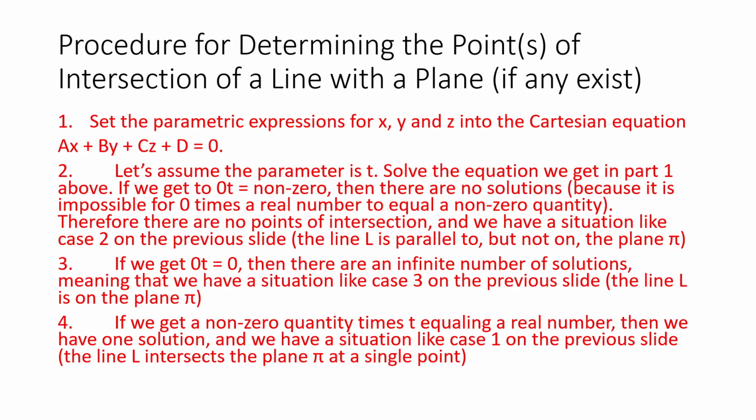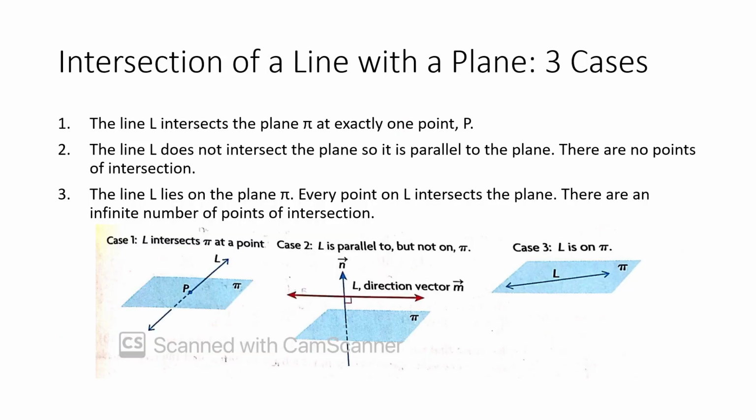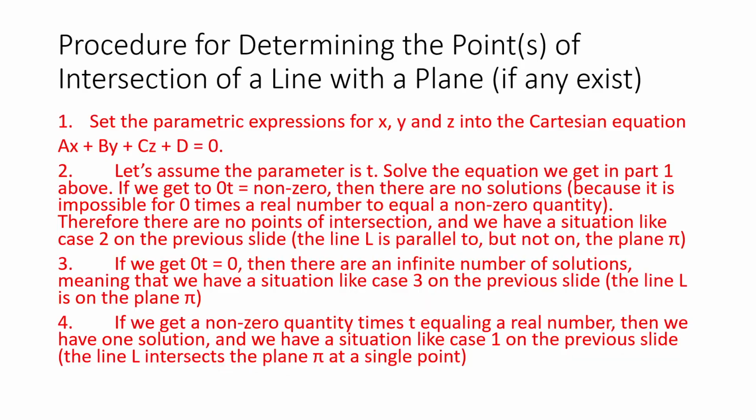And when we solve that linear equation, if we get 0t equals non-zero, we'll know that that's impossible because it's impossible for 0 times a real number to equal a non-zero number. That'll mean that there are no solutions, and that would mean that there are no points of intersection, and we do have a situation like case 2 on the previous slide, where the line is parallel to the plane, but there is no intersection at all.